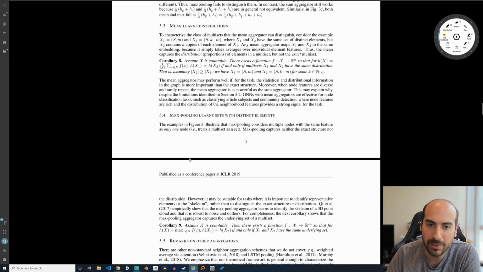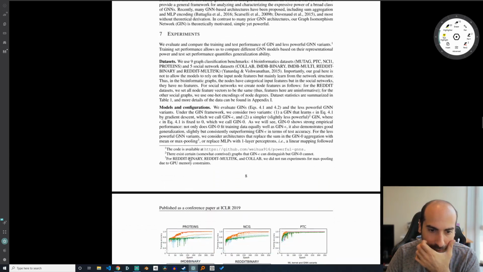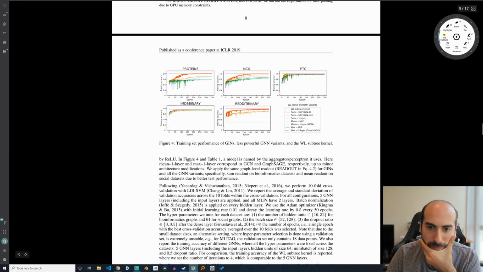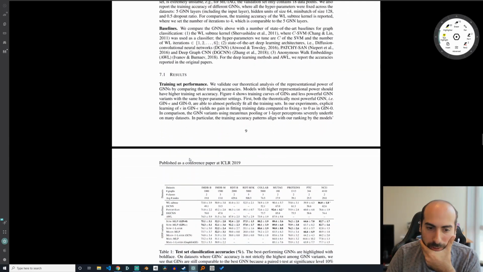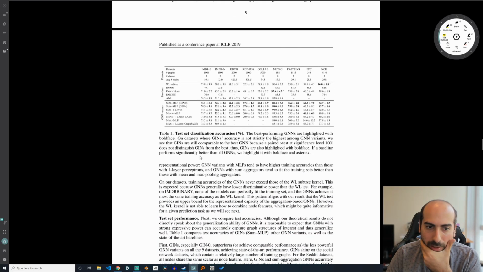So max pooling learns sets with distinct elements. Okay, so they're just thinking of several cases where they fail. Training set performance. Okay, so here, some of MLP with the graph isomorphism networks, and here they're saying, well, the epsilon helps.